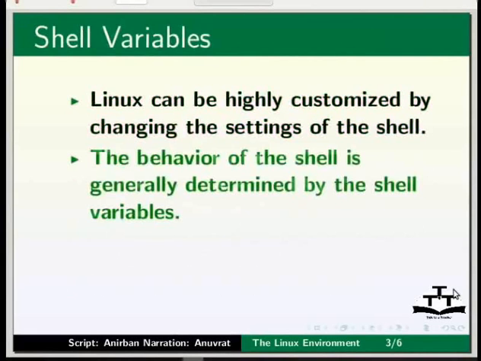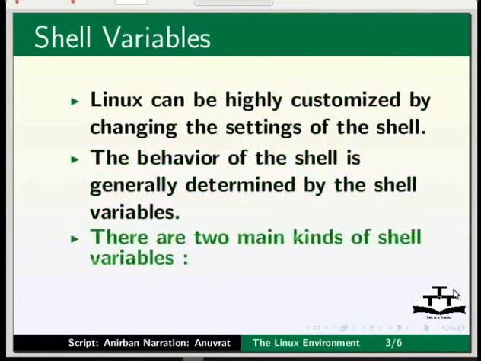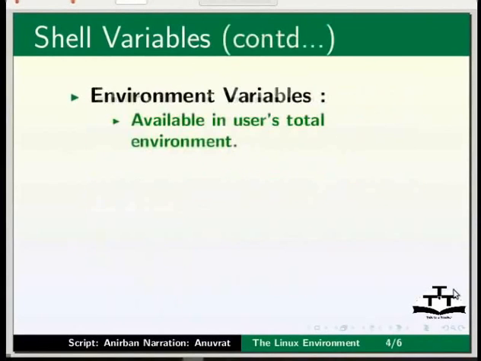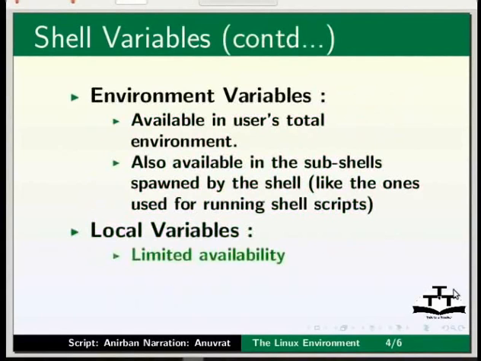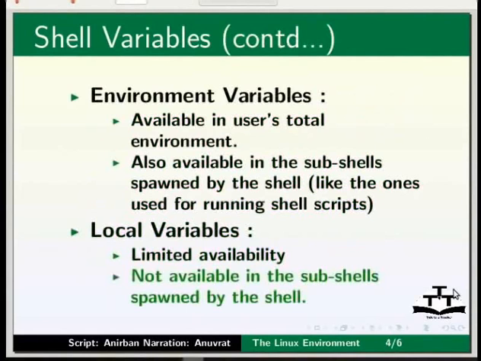The behavior of the shell is generally determined by the shell variables. There are mainly two kinds of shell variables: environment variables and local variables. Environment variables, named so because they are available entirely in the user's total environment. These are also available in the subshells spawned by the shell, like the ones for running shell scripts. Local variables, which as the name suggests have a more restricted or limited availability. These are not available in the subshells spawned by the shell.